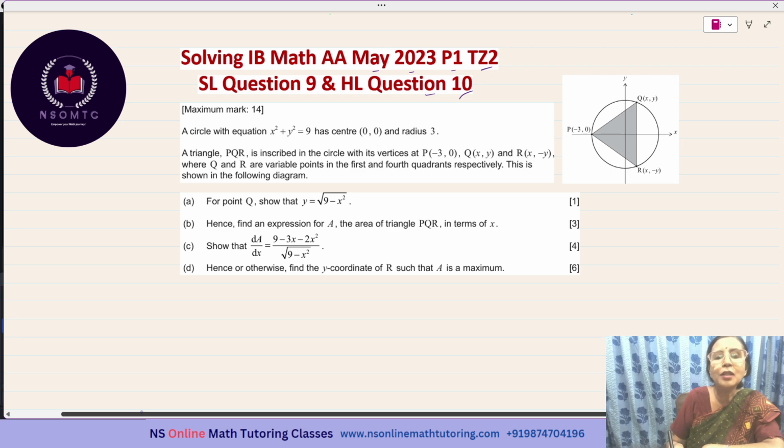Actually this is a question common to both the SL and the HL level students. For the SL students it is question number 9 and for the HL students it is question number 10.